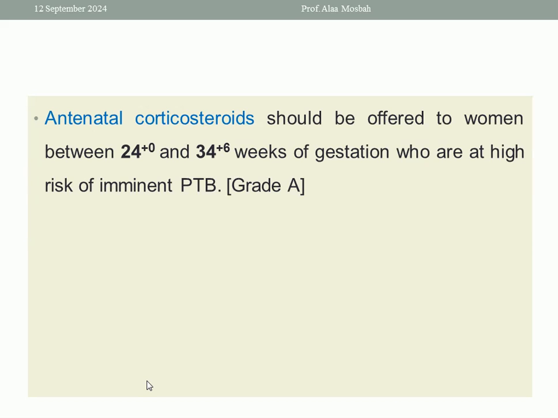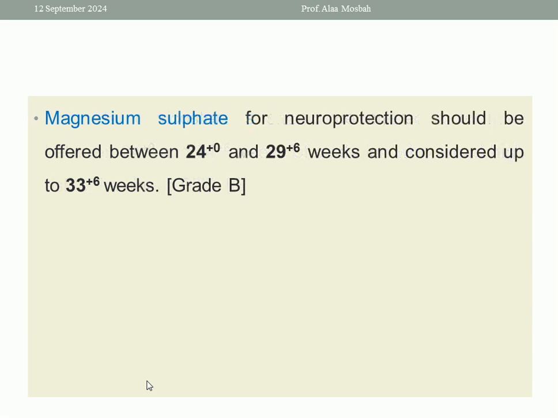Antenatal corticosteroids should be offered to women between 24 up to 34 weeks plus 6 days of gestation who are at high risk of imminent preterm labor. Magnesium sulfate for neuroprotection and the prevention of cerebral palsy should be offered between 24 and 29 weeks gestational age and considered up to 33 weeks.